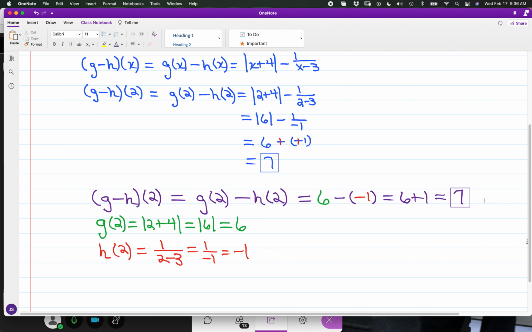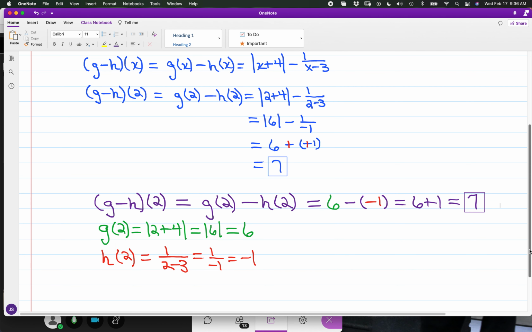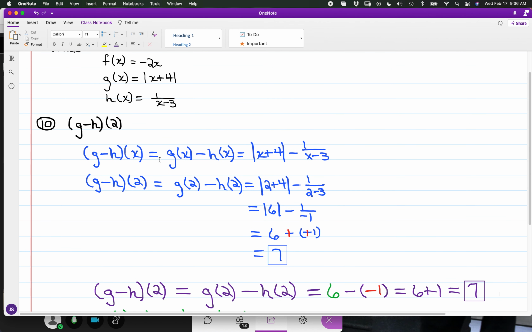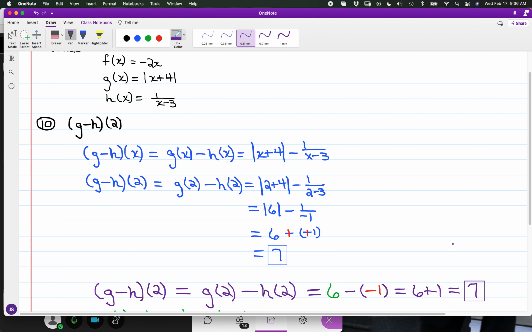Now, if you're looking at just one input to deal with, I kind of like this approach. But if I had to deal with several inputs, like I had to find g minus h, not only at 2, but let's say 0, negative 22, 57, 44, 100, whatever inputs. If I had to do several inputs, I'd say it might be a quicker route if you started out with the general case, as was the first application for this problem.